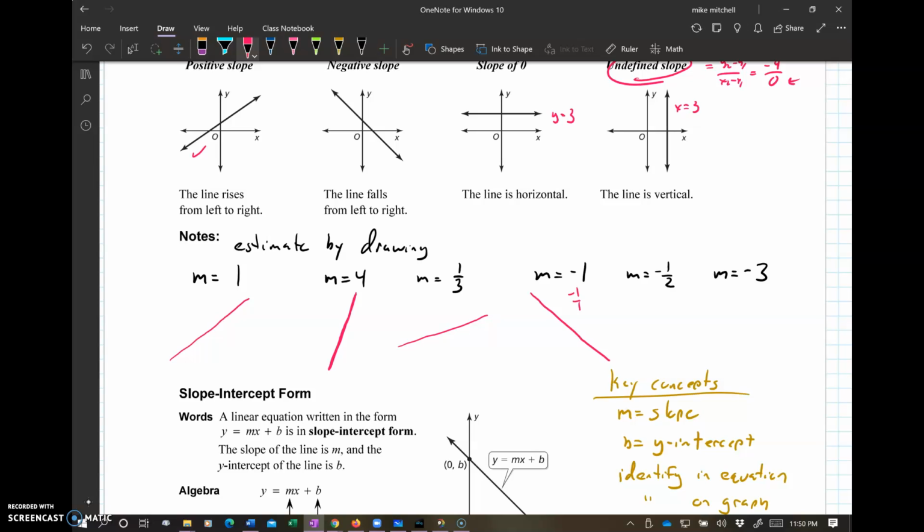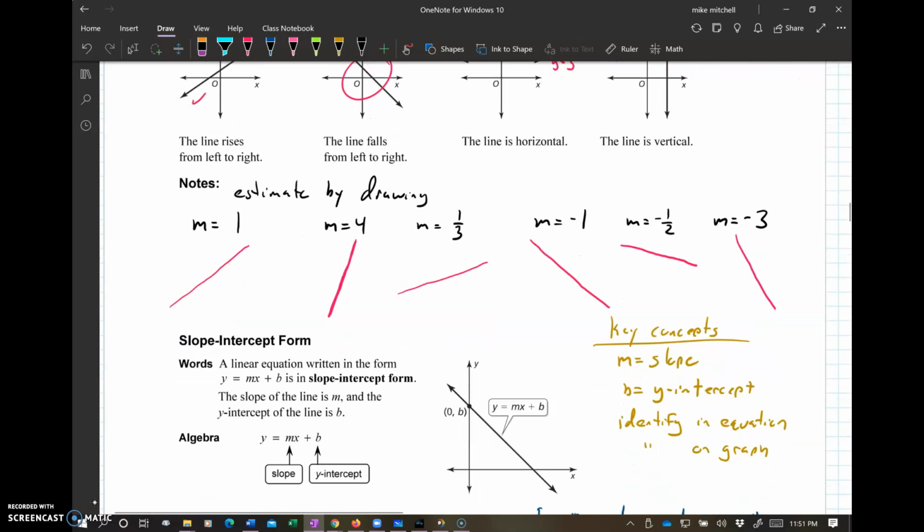-1/2, well, that's closer to 0. That's that smaller absolute value. That's going to be a flatter slope. -3, but it's still negative, like we have up here. -3, that's going to be a steeper negative slope. It's still negative. As I go left to right, it's going down.